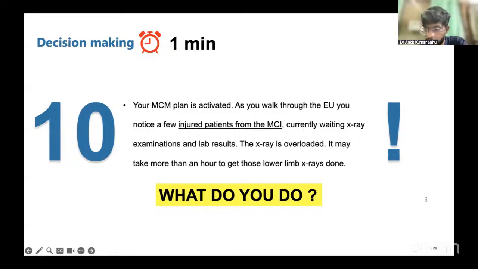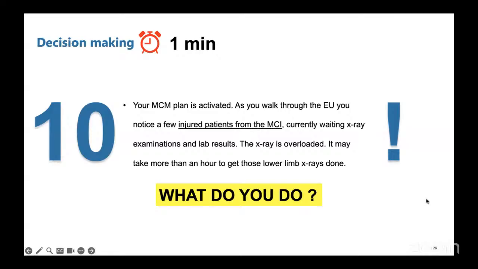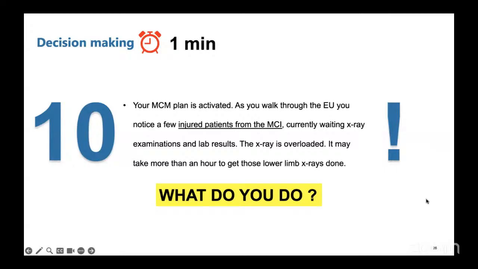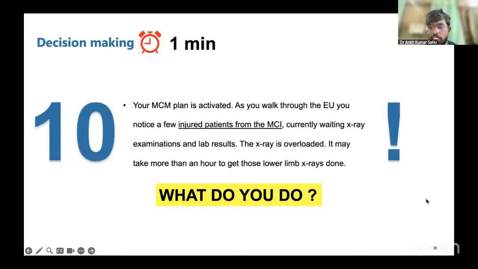Yes, we can get portable X-ray machines. Aarti ma'am is suggesting that we can get portable X-ray machines from the ICU. Okay. Anyone else? Prioritize and make the decisions. Jasmine ma'am. Great. Any other answers? Yeah, Samuel, please. Can I add just one thing?